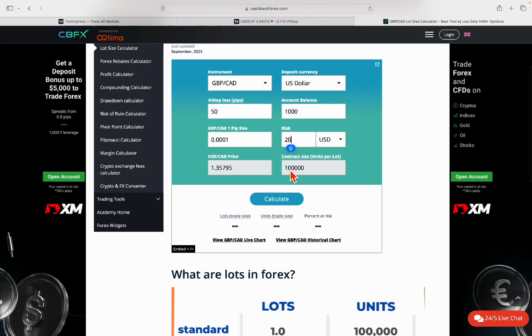Here, you don't have to change this one. You just click calculate, then it's going to give you the lot size.